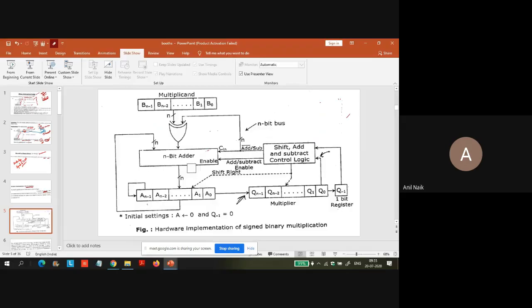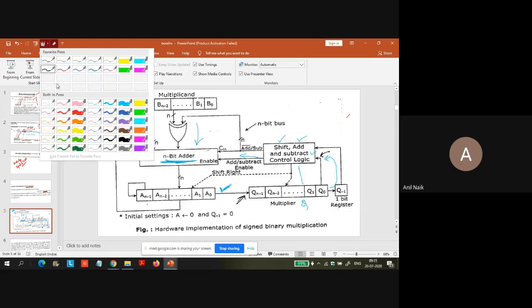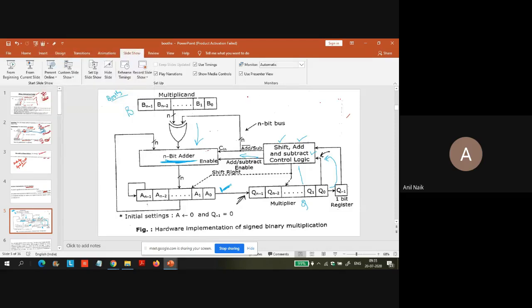So totally it requires a multiplicand register B, then Q multiplier, one accumulator register, then Q minus 1 register. Okay, they are very important, and it performs shift, add, and subtract operations. Shift, add, and subtract operations.